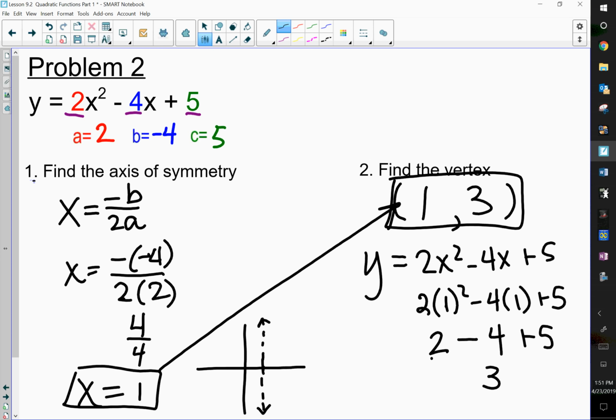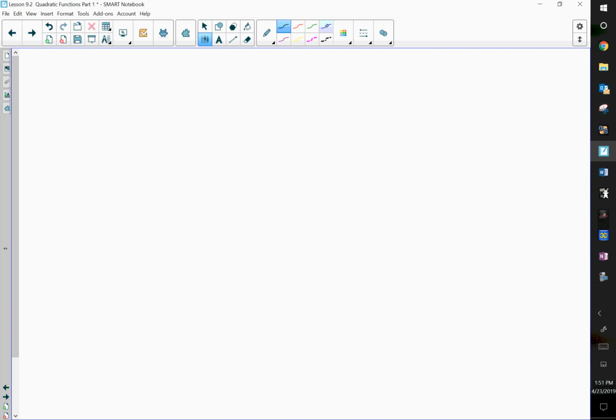So what I'm going to have you do is finish an assignment that helps you practice finding the axis of symmetry and finding the vertex. But before I finish, I wanted to show you a couple of different examples.